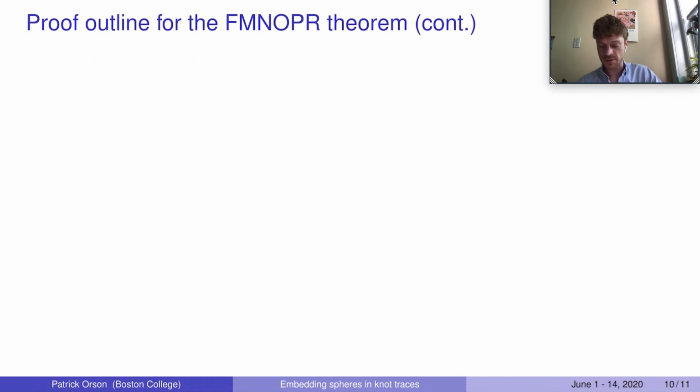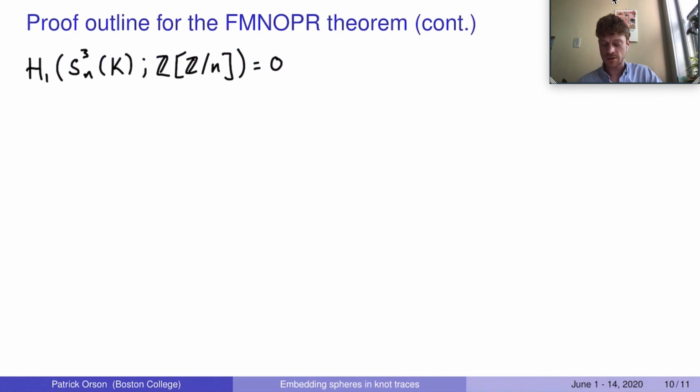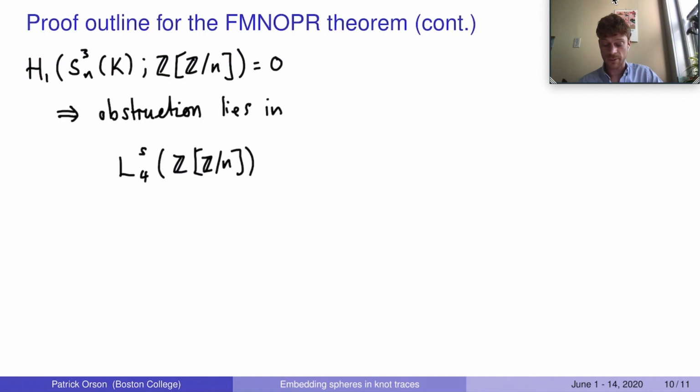Okay, so what's the obstruction? This is an assumption we've made. This is part of one of the three hypotheses. And actually you can use this to prove that the obstruction defines a well-defined obstruction class in Wall's surgery obstruction group. So this is the L group, the simple L group with Z mod n coefficients. So we'd like to know whether or not our obstruction is 0.